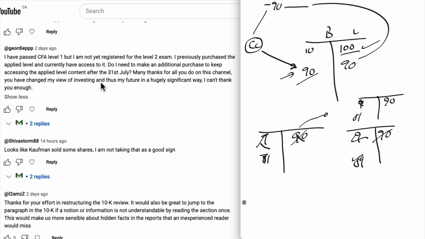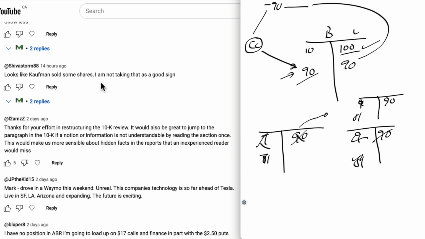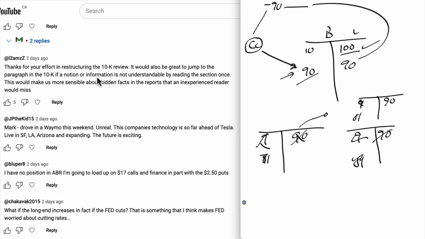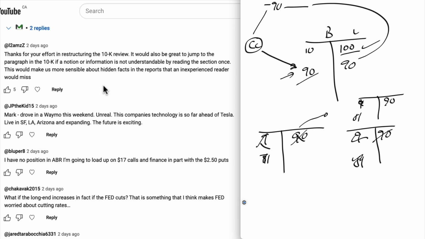Keep accessing. Nope. Looks like Kaufman sold some shares. On a quick look it would, but I left a note for you. If you look at footnote 1, for tax purposes, to pay for the share-based compensation, the company withheld certain shares to sell to meet the tax obligation. Great to jump to the paragraph and then the 10K notation. I do that. In the video, I do use the 10K. I do jump back and forth from the video to the investor presentation to the 10K.